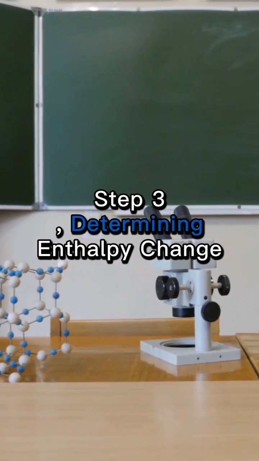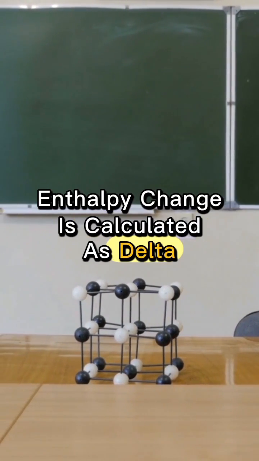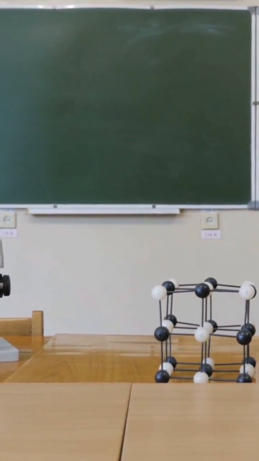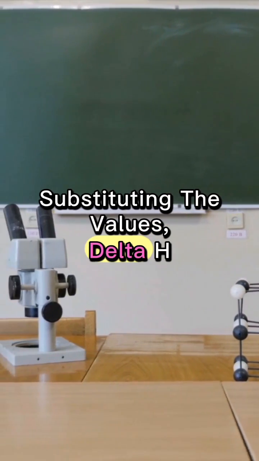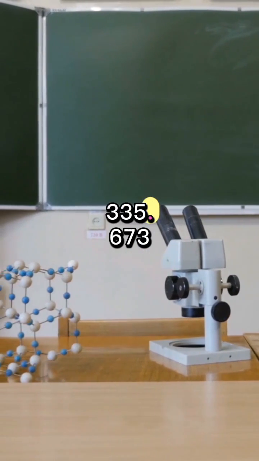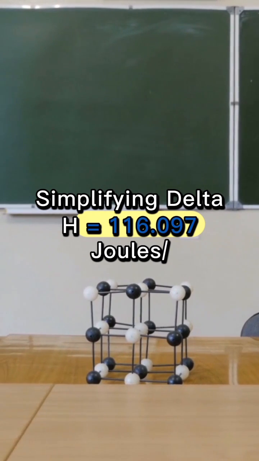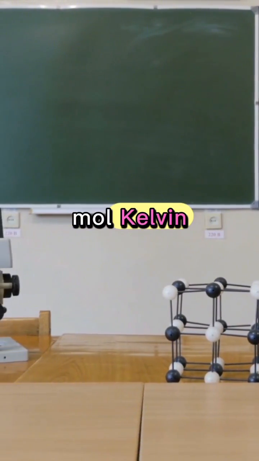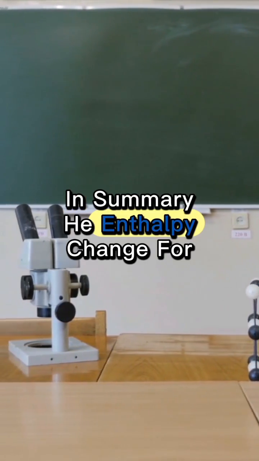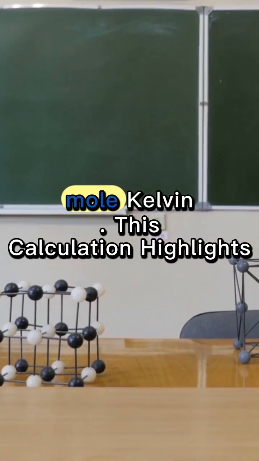Step 3. Determining enthalpy change. Enthalpy change is calculated as ΔH = Q / N. Substituting the values, ΔH = -38970.9 / 335.673. Simplifying, ΔH = 116.097 joules/(mol·Kelvin). In summary, the enthalpy change for this reaction is 116.097 joules/(mol·Kelvin).